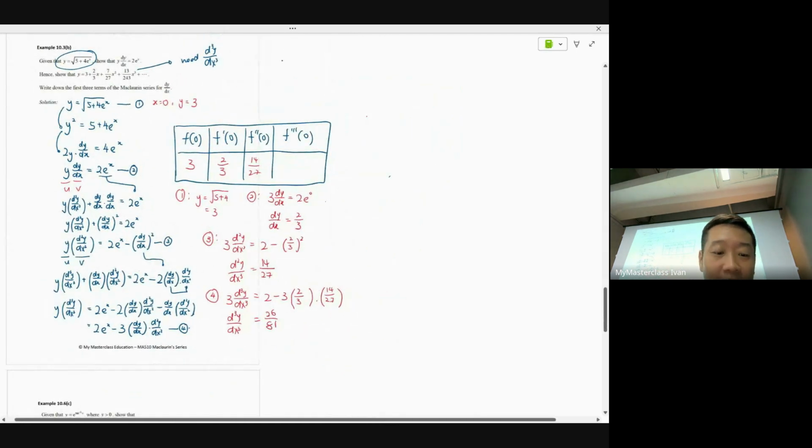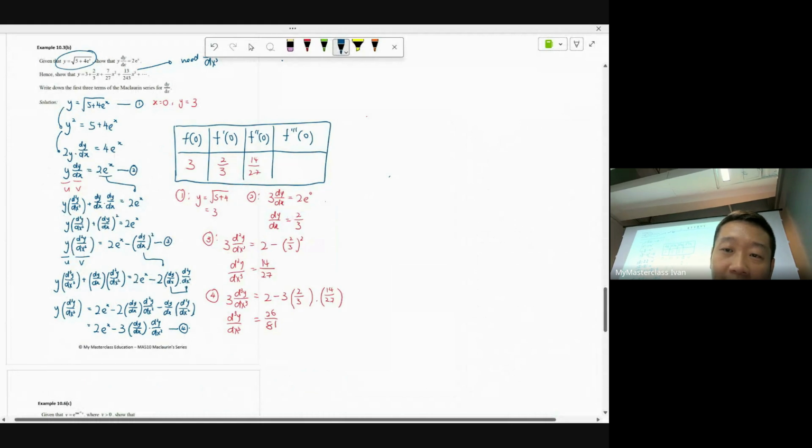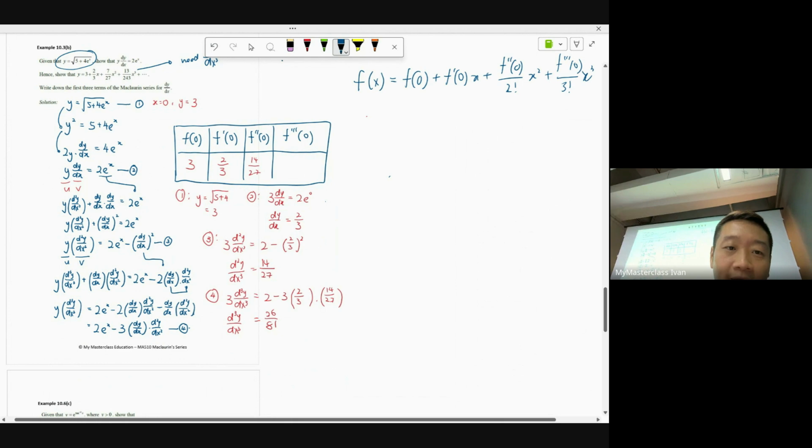All you just need to do is to sub it in. Okay, now apply the Maclaurin series. The Maclaurin series says that f(x) equals f(0) plus f'(0)x plus f''(0)/2 x² plus f'''(0)/3 x³. This is given in the formula sheet. So now I write down. Therefore, y equals f(0), 3, plus 2 over 3 x plus 14 over 27 divided by 2 factorial. So that's 7 over 27 x squared. Plus, next one, it's the last one, 26 over 81 divided by 3 factorial. So go and use your calculator. But in fact, because it's just shown, you just need to plug it out.